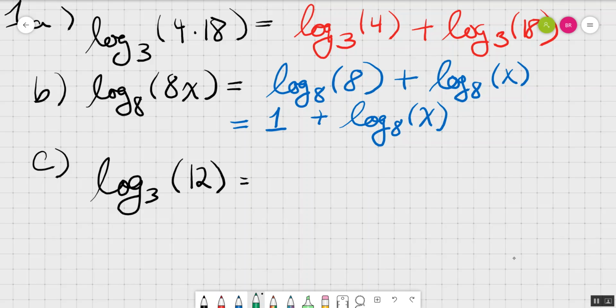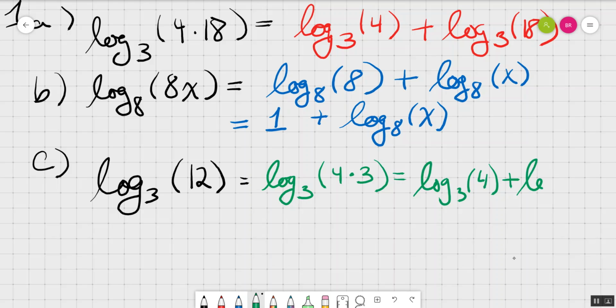All right, same thing. So I have base 3. So what I want to do is work a 3 into this. So I'm going to do this as the log base 3 of 4 times 3. That's not a times symbol. Dot 3. So then I can expand this into the log base 3 of 4 plus the log base 3 of 3, because multiplication inside the logarithm is the same as addition outside.